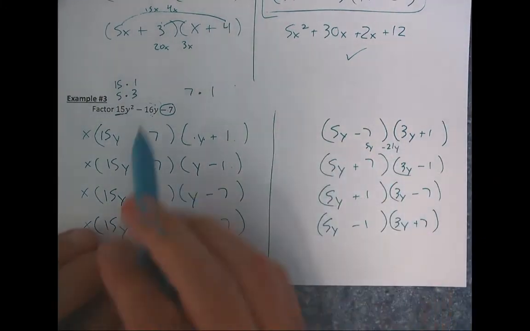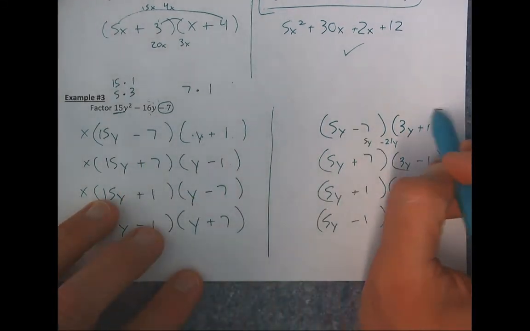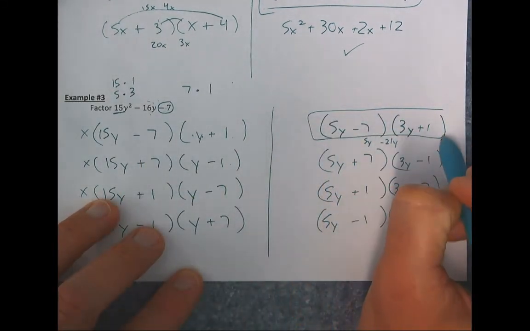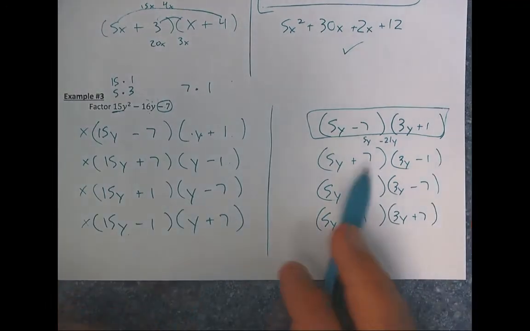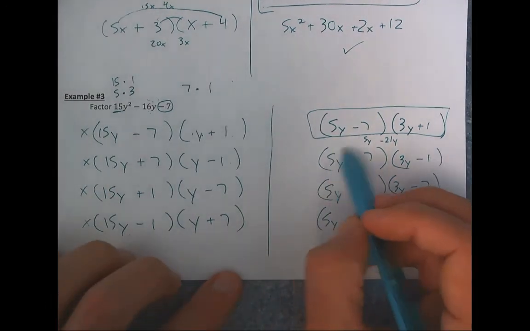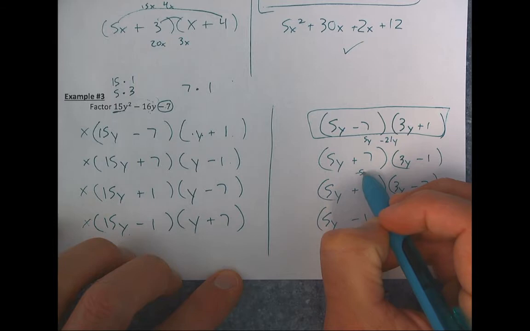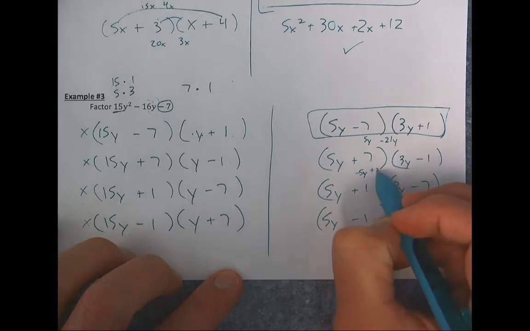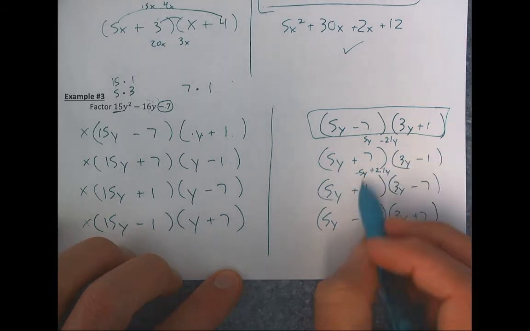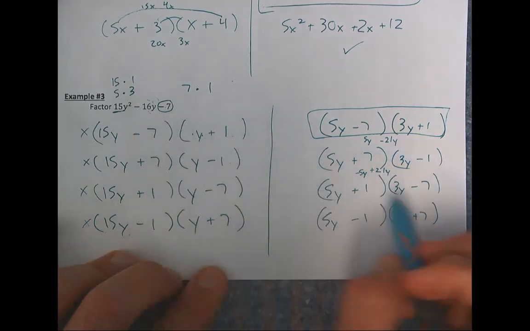Add those together, and I get negative 16. And I just found my answer. This is going to work. Let's double check all the other ones here. We'd have a negative 5 and a positive 21. So that one will create a 16, but not a negative 16.